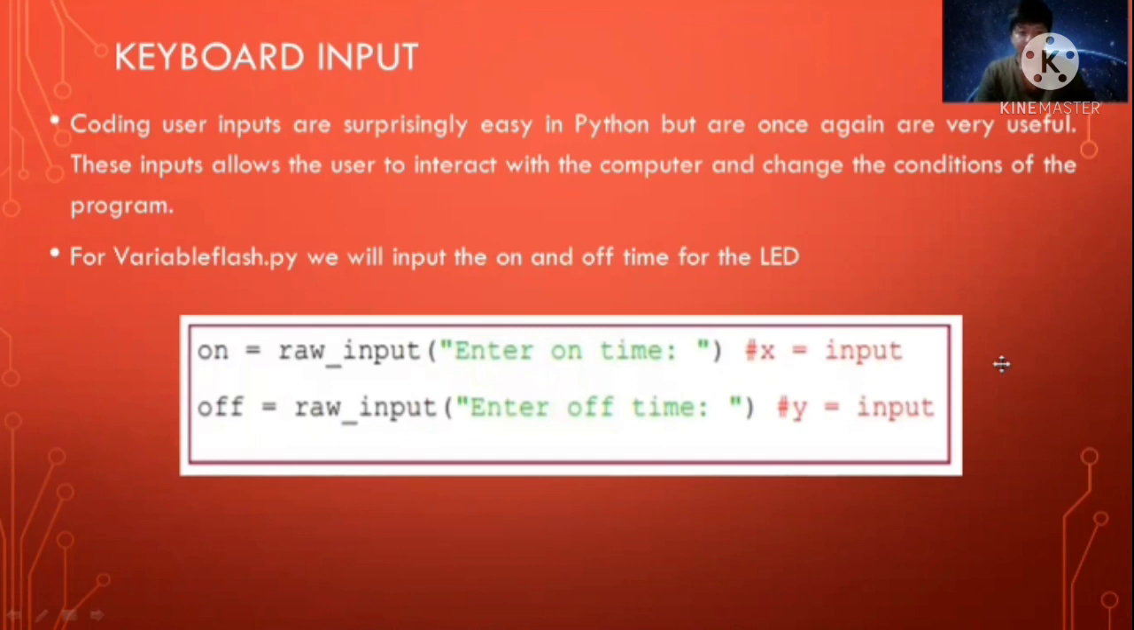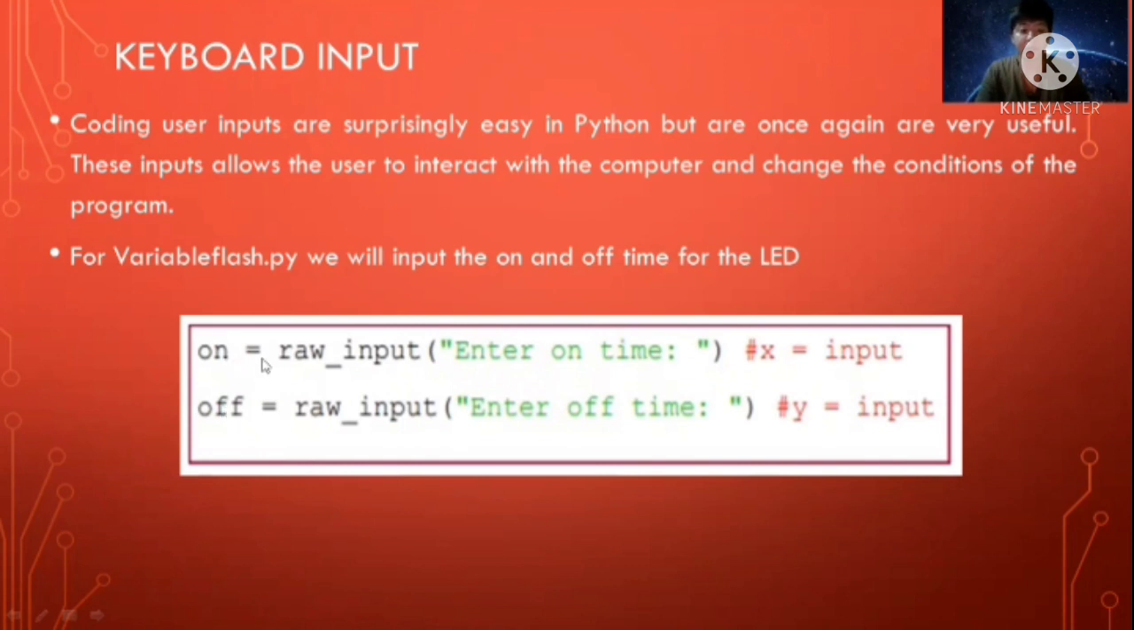Next, keyboard input. Coding user inputs is surprisingly easy in Python, and is very useful. Input allows the user to interact with the computer and change the condition of the program. For variable flash.py, we will input the on and off time for the LED. So this is the code. Our variables are on and off.